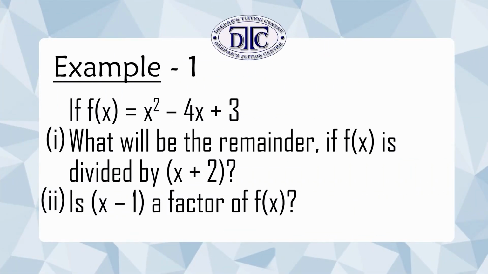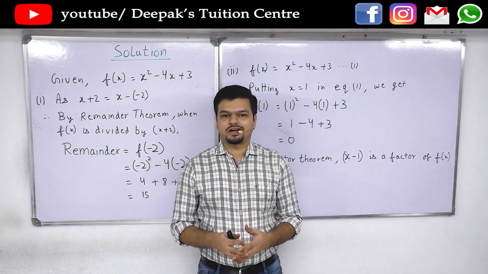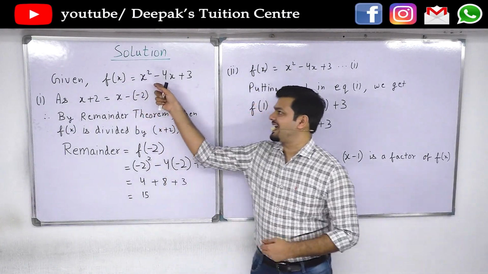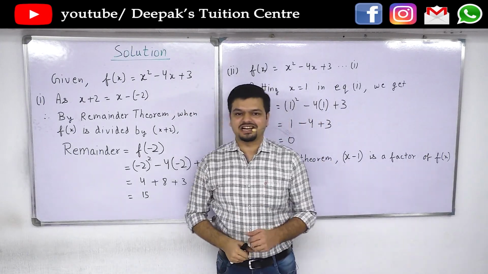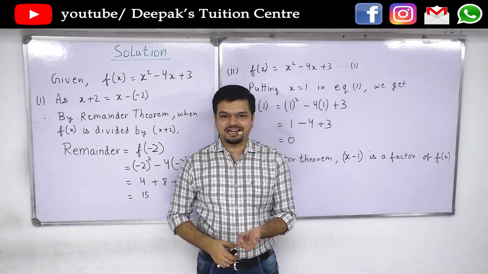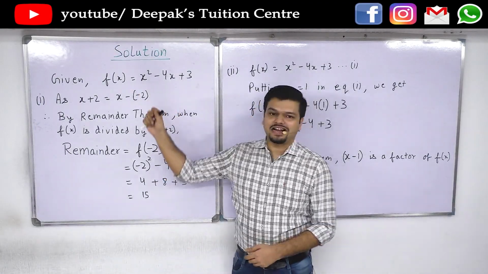If f(x) equals x square minus 4x plus 3. Part 1, what will be the remainder if f(x) is divided by x plus 2? Part 2, is x minus 1 a factor of f(x)? According to the question, f(x) equals x square minus 4x plus 3. So the first part of the question asks us to find the remainder when f(x) is divided by x plus 2.